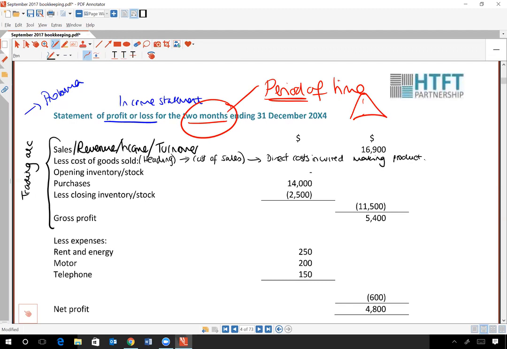So let's take Cadbury's chocolates. What are going to be the direct costs for Cadbury's? You tell me.